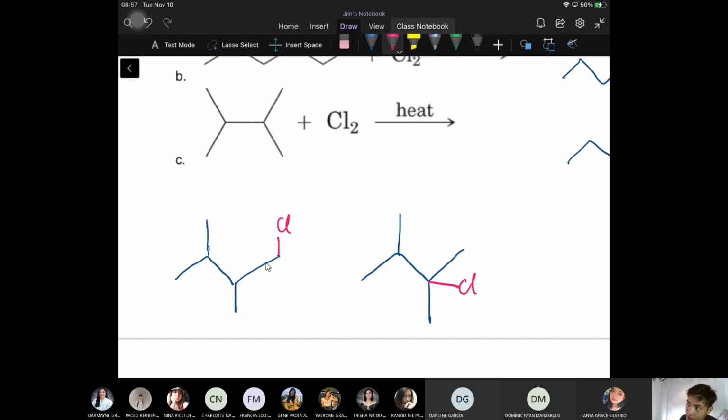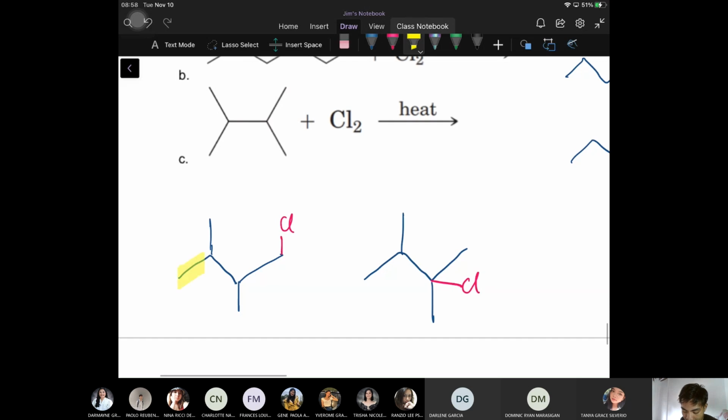Yung Cl, pwede sa kada dulo kumabit. Sa dulo nito, pwede dito, pwede dito, pwede doon. Pare-parehas lang yan. Kasi CH3, CH3, CH3, CH3 yung pinapalitan yung hydrogen. Basically, kahit saan mo yan ilagay sa dulo, same lang yan ang magiging pangalan. Pwede naman yung Cl nakadugtong dito sa carbon sa gitna. Itong CH carbons. Pwedeng dito, pwedeng doon. Regardless, parehas lang yan ang pangalan. Okay? Pangalan na natin itong dalawang products.